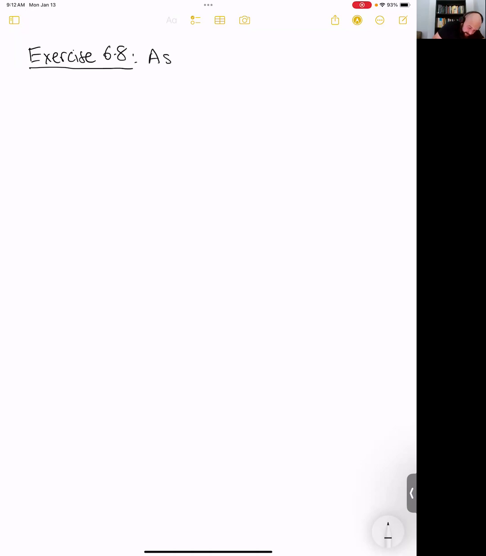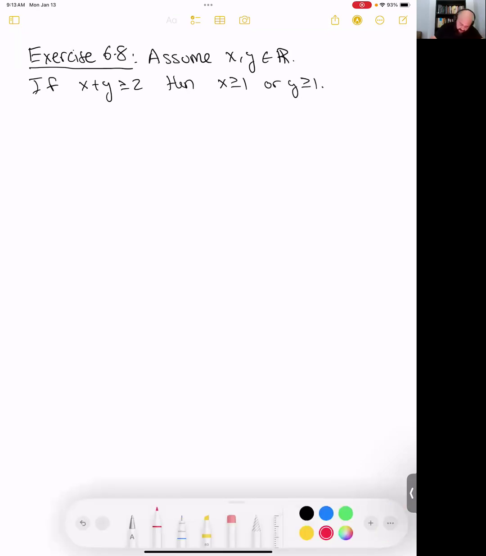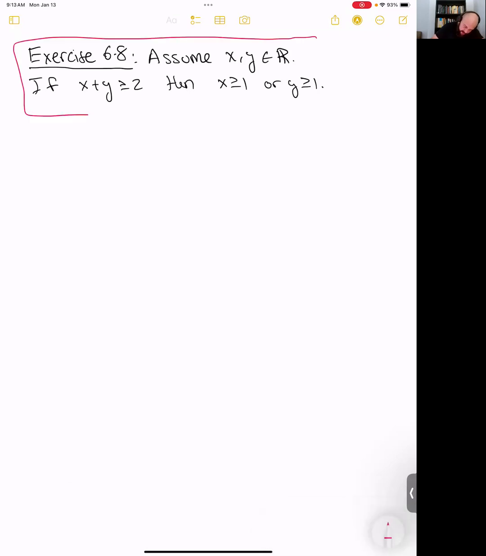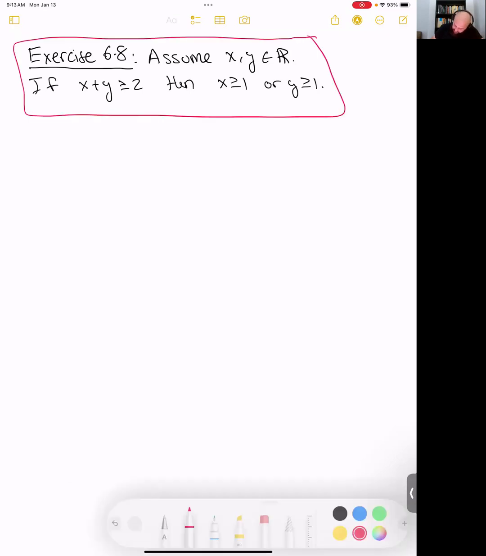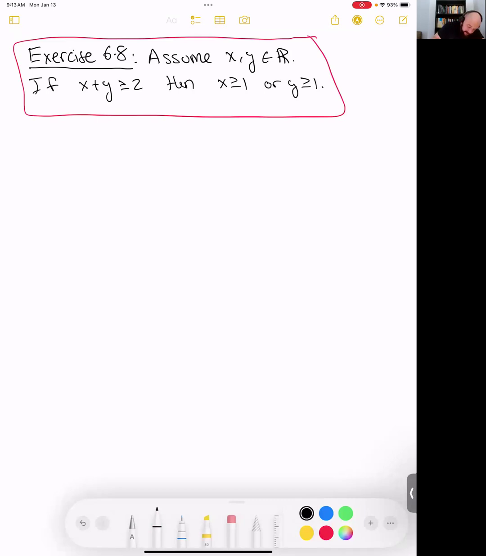Exercise 6.8 says, assume that x and y are real numbers, and we want to show that if x plus y is bigger than 2, then x is bigger than 1, or y is bigger than or equal to 1. And I suspect you can prove it this way, but we're going to show it by contrapositive, and it will be a bit simpler. And so what is the contrapositive, first of all?